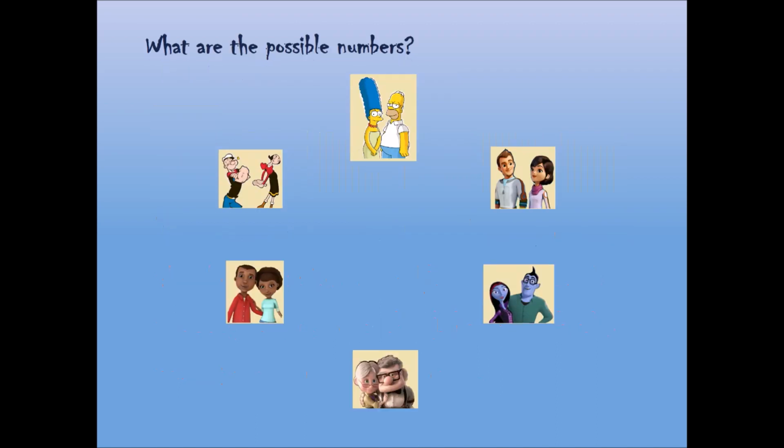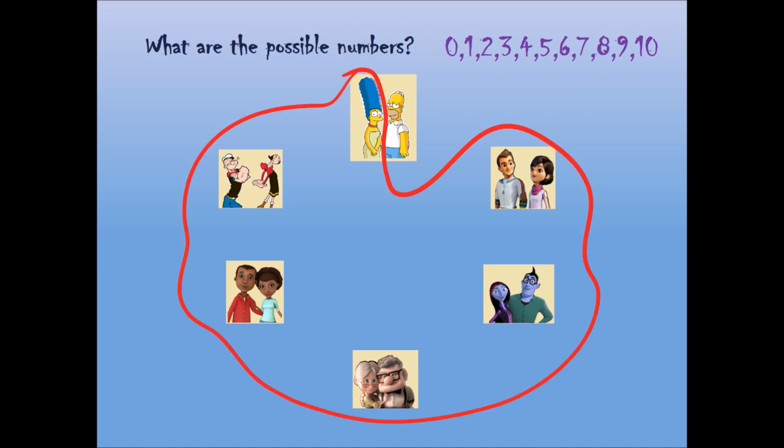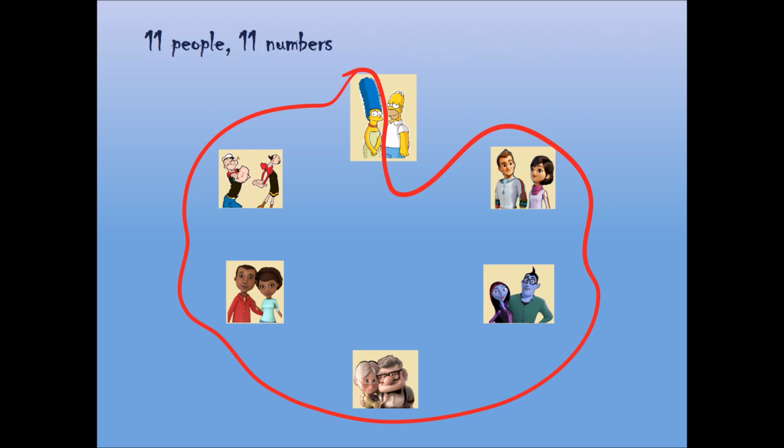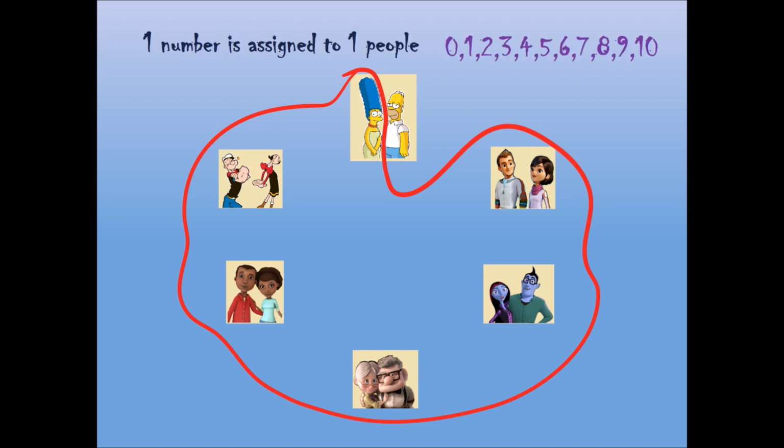It is not difficult to see that the largest possible number is 10 and the least number is 0. In fact, the possible numbers are 0, 1, 2, up to 10. These are 11 different numbers. Note that there are 11 people and 11 distinct numbers, which means that one number is assigned to one person. It's very important to note that one number is assigned to one person, as we will refer to it frequently.